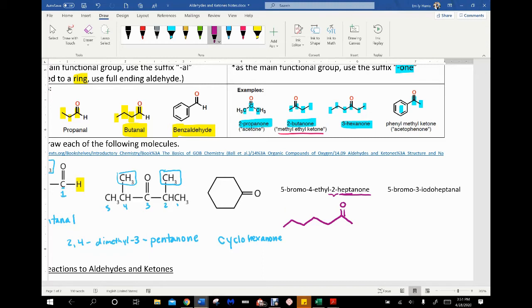All right, and then it says on carbon 4, we need to put an ethyl group. So this is 1, 2, 3, 4. So an ethyl group would have 2 carbons, so 1, 2. And then on carbon 5, we need a bromo group. So that will be our bromine there. All right, now let's look at the next one.